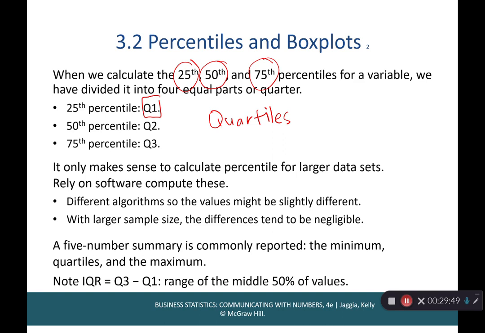Typically, we're going to let software do these calculations for us because it can be kind of difficult. You know, the idea about the median and the center, we have run into the same issue when we're trying to find the cutoff value for the data points within the first 25%. So we typically let software do this for us.